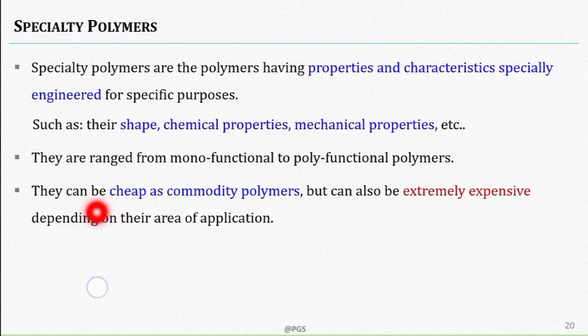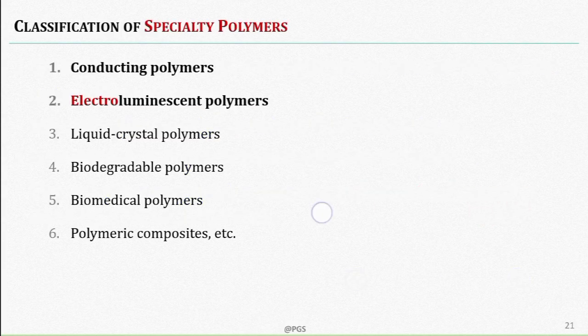They can be cheap as commodity polymers, but can be extremely expensive depending on their area of application. See, commodity polymers are produced in large quantity or in bulk quantity, so they are cheaper ones. And these specialty polymers are specially designed for particular purposes or particular characteristics, so there can be a very high cost of these specialty polymers.